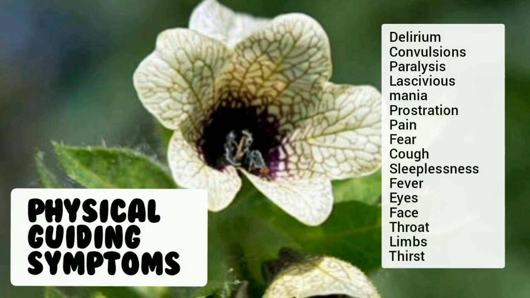Physical guiding symptoms. Delirium: low muttering type of delirium with occasional violent outbreaks. Convulsions, convulsion of children from fright or from irritation of intestinal worms, suddenly becomes unconscious, spasmodic affection of pregnant woman. Paralysis, paralysis of urinary bladder, involuntary emission of urine, involuntary passing of stool.